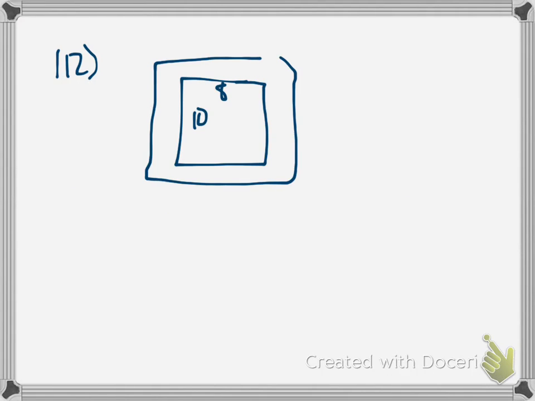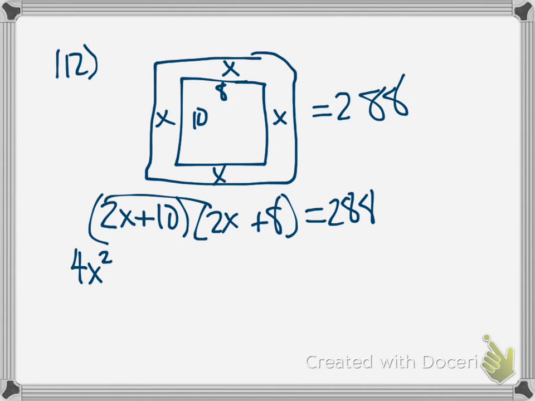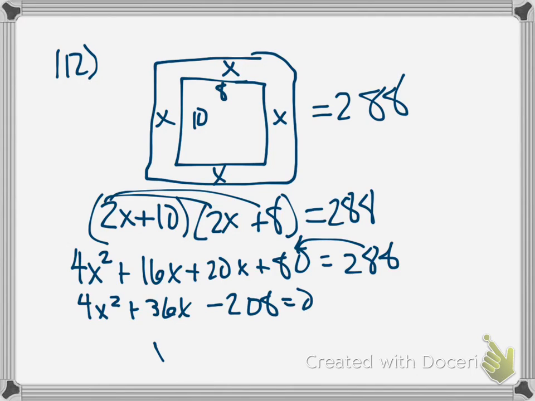Number 112, I'm flying through these. Notice I'm drawing again. Notice that they're saying the same width. So going across, I have 10 plus 2x, and also 8 plus 2x, and that is equal to an area of 288. Multiply everything out, and it becomes a quadratic. Let's get everything over to one side and then graph it to see where it goes. So the answer there would be 4 inches. It should have a width of 4 inches around the frame.